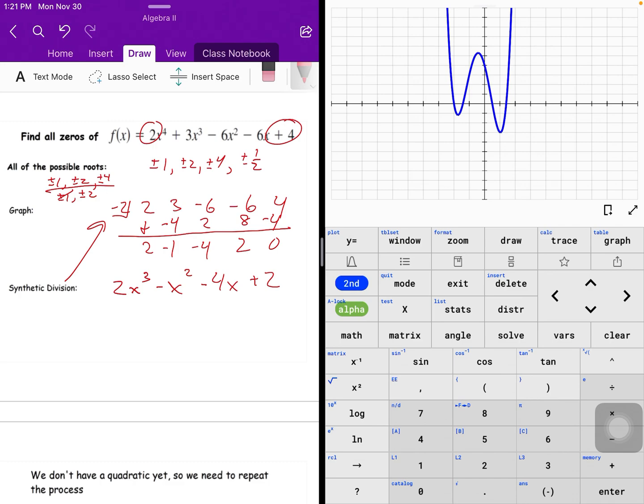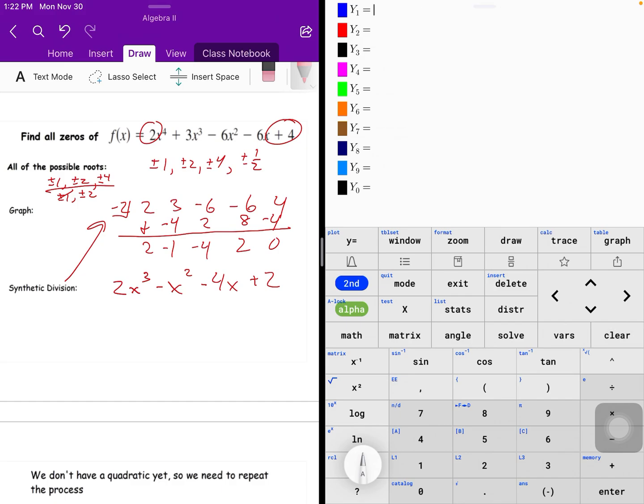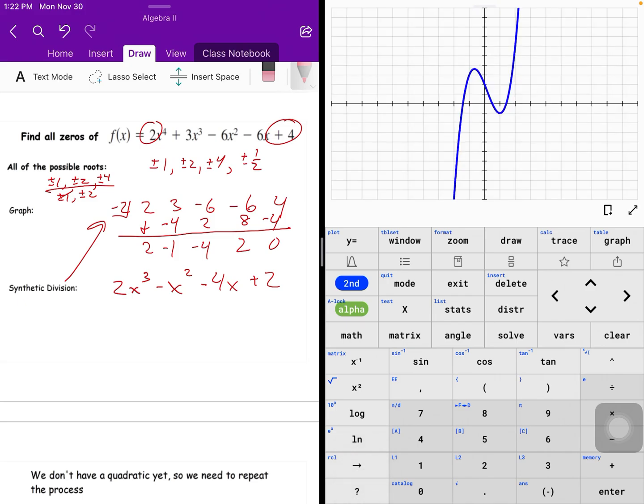And why? Because I don't have a cubic formula, I've got a quadratic formula. So I'll go back to y equals, clear that out, and graph this cubic that I've got. So 2x to the 3rd minus x to the 2nd minus 4x plus 2. Hit graph. Not quite sure, but not a whole number, but I noticed in my list I've got 1/2, so I'm going to try that out. I think that maybe that might be crossing at 1/2.